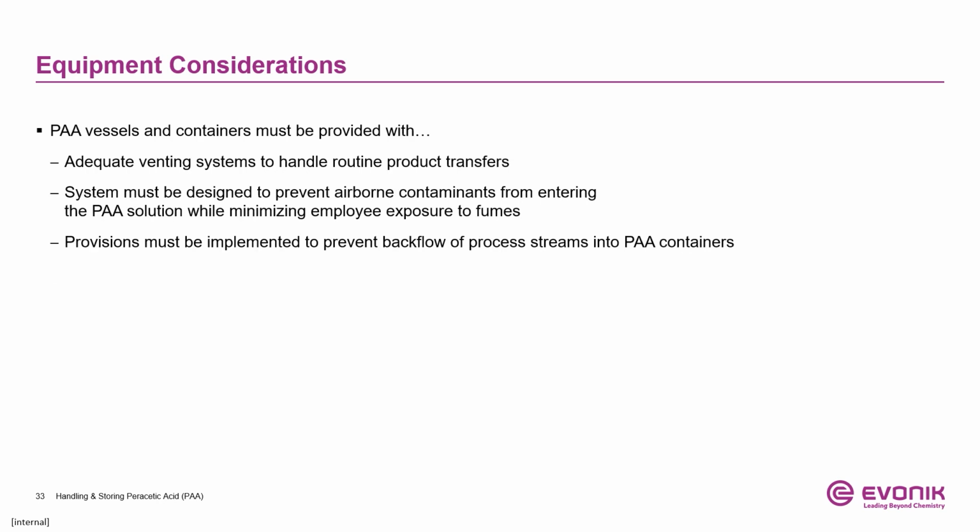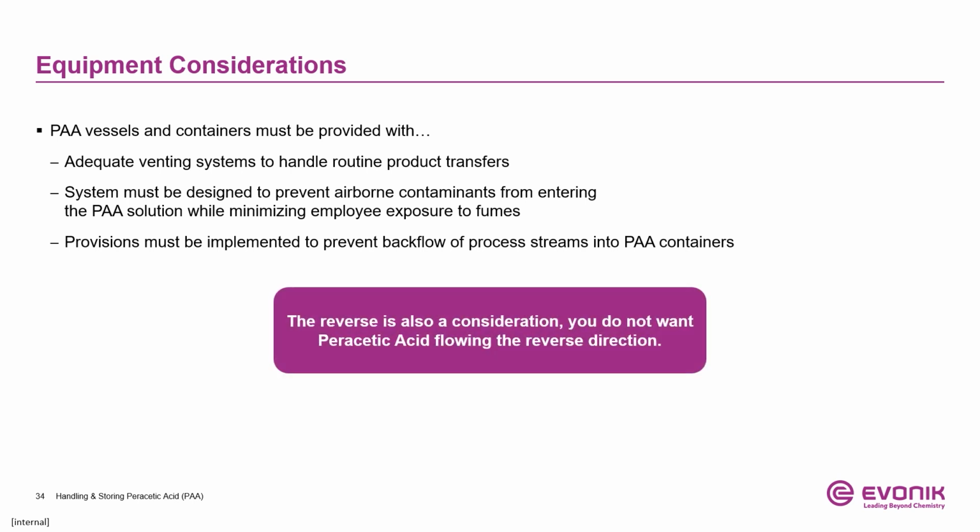PAA vessels and containers must be provided with an adequate venting system to handle routine product transfers. The system must be designed to prevent airborne contaminants from entering the PAA solution while minimizing employee exposure to fumes. Provisions must be implemented to prevent backflow of process streams into a PAA container. The reverse is also a consideration, and forward feed provisions should be considered. You do not want peracetic acid flowing into a process unconstrained, possibly overdosing a process and creating an uncontrolled reaction.